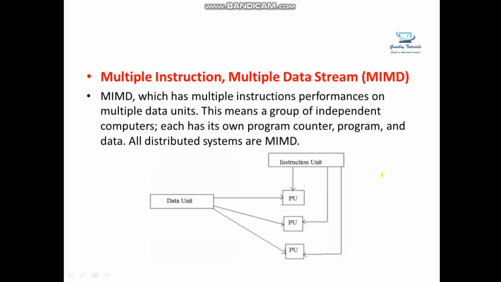The next classification we have is multiple instruction multiple data stream. The short form is MIMD. Here the multiple instructions perform on the multiple data units. These are a group of independent computers, each having its own program counter and data. Most of the distributed systems use this multiple instruction and multiple data stream. Here in the diagram we can see multiple instruction units working on the multiple data units.